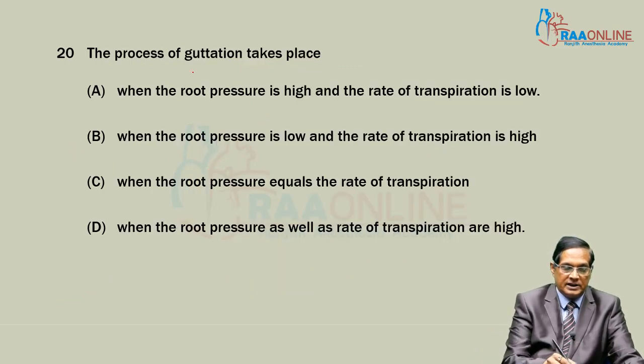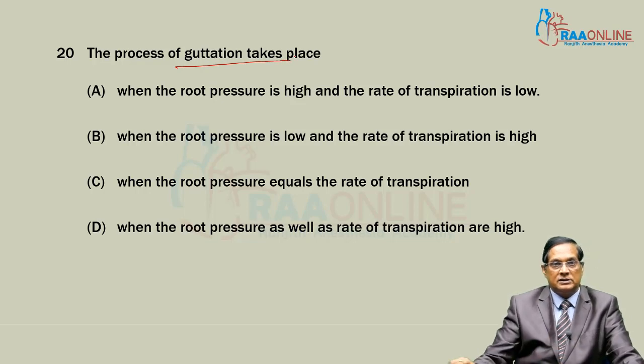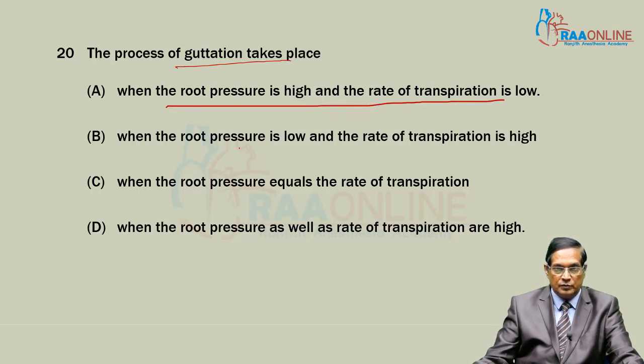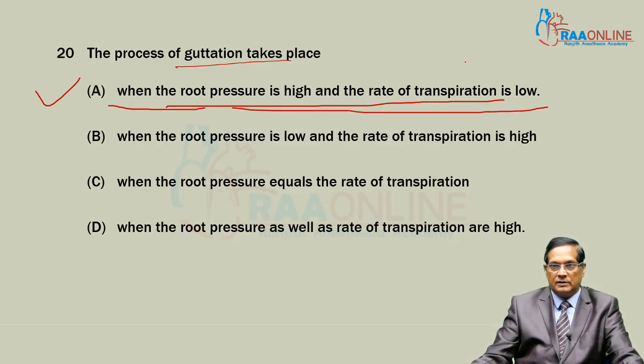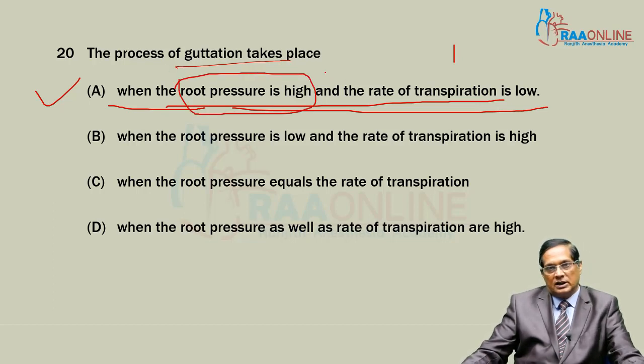The process of guttation takes place by this one. See this one: when root pressure is high and transpiration is low. That's right, absolutely right. Root pressure is low? No. Root pressure is equal? No. Root pressure as well as transpiration both high? No. The first is absolutely correct, that is, absorption of water is higher than the rate of transpiration. Then only root pressure increases, and the impact of root pressure is seen in the guttation activity.